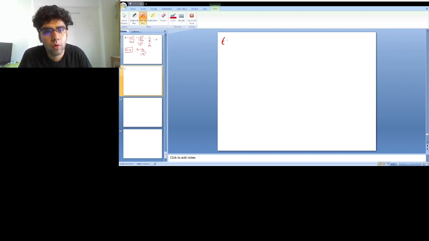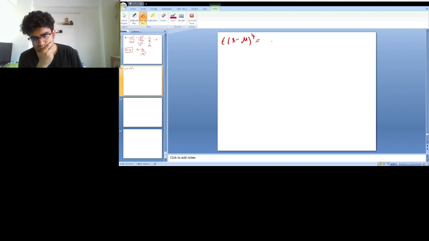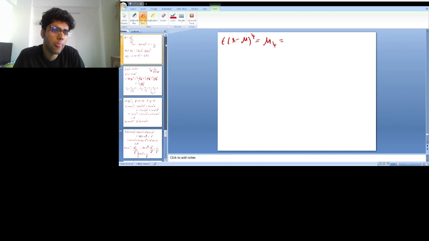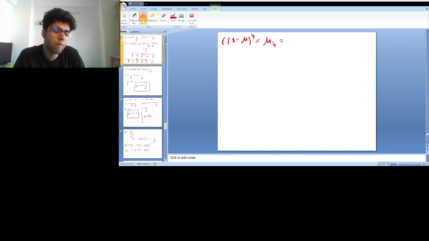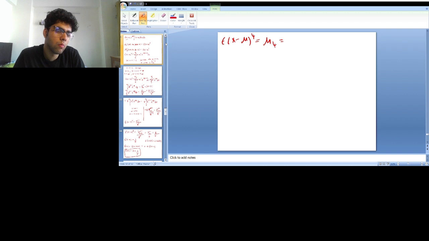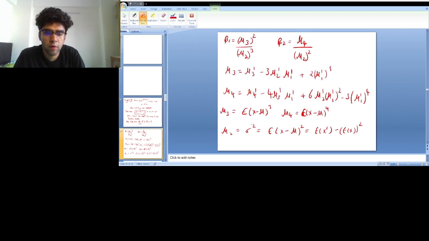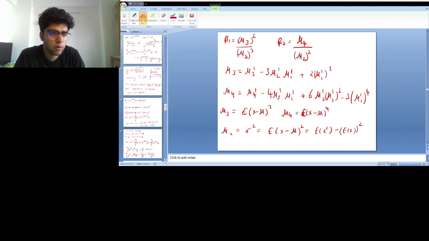now for finding mu 4, it is x minus mu to the power 4, or the formula for mu 4 is, let me just write the formula for mu 4. Yeah, we wrote the formula for mu 4 here. mu 4 dash minus 4 mu 3 dash, right?